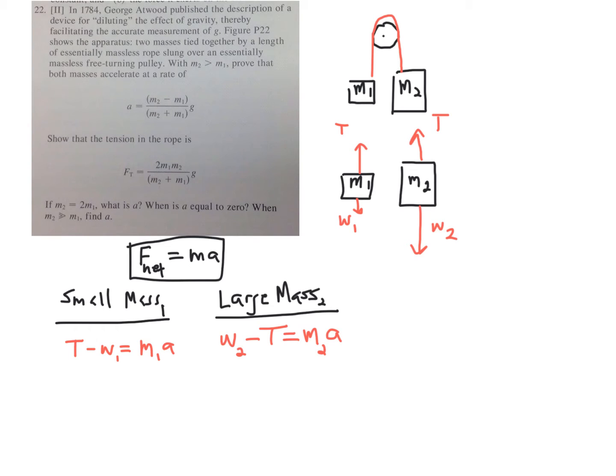Day 7, homework problem number 22, AP Physics. This is a classic Atwood's machine, and we're assuming a frictionless pulley, massless rope.